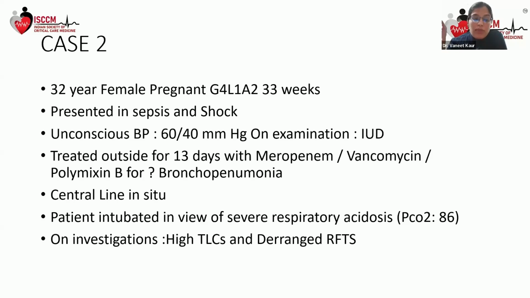Polymyxin B was started outside because the sputum they had sent had shown Acinetobacter, which was sensitive to polymyxin B and colistin. After all this, the patient was referred. When we received the patient, she was unconscious. She had a central line in situ. The patient was intubated in view of severe respiratory acidosis, which showed pH 7.1 and PCO2 80. On investigation, she had high TLC, she was in AKI and deranged RFT, serum creatinine was around 2.